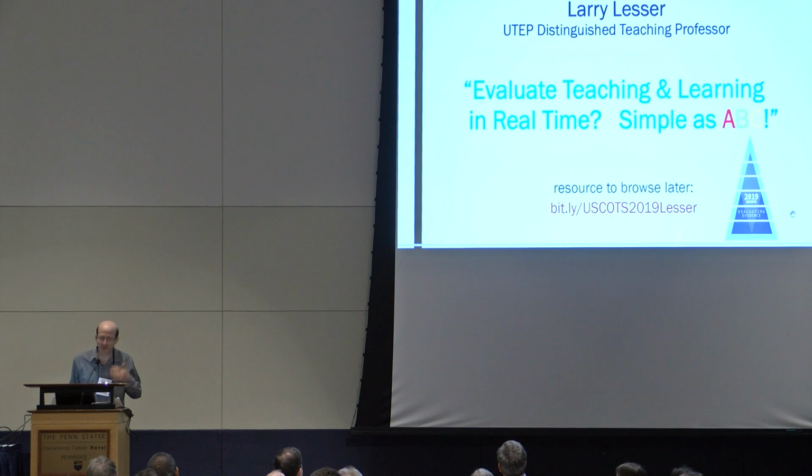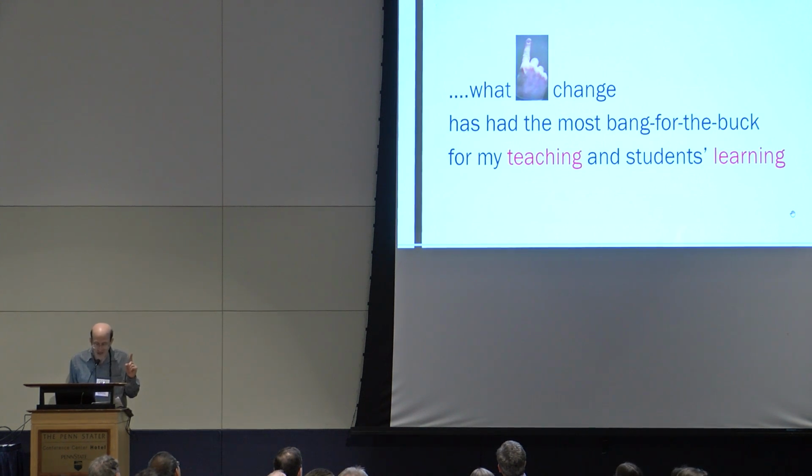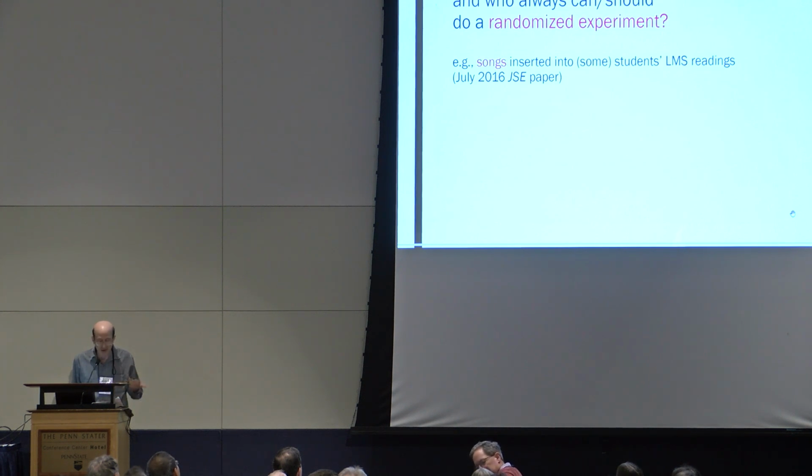My talk is sort of a stat ed slant and kind of from an individual instructor view. And for a 5-minute talk, less is more. So I asked myself, what one change in my 3 decades in the classroom has had the most bang for the buck for my teaching and students' learning? And I mean throughout a course, beyond testing a strategy for one bit of content at a time, though I've done some of that. And I've also done randomized experiments, but I agree with my friend John Holcomb that it's not always relevant, possible, or even ethical to do them in teaching.